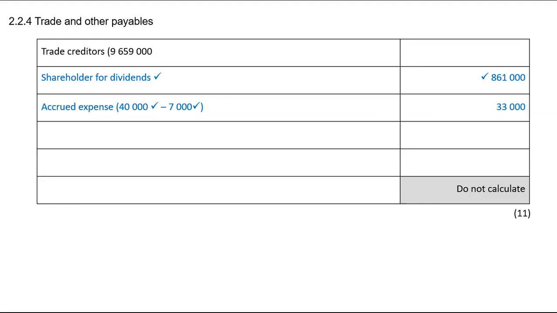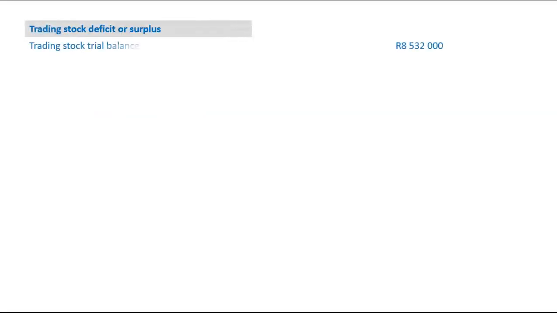That 7,000, however, will affect the value of our trading stock. Now, when you calculate your trading stock, you will notice that at the beginning of the financial year, our trading stock was given to us as 8,532,000. We are simply going to reduce it by the 7,000 rand, because the director took trading stock worth 7,000 rand. That was adjustment number 2.